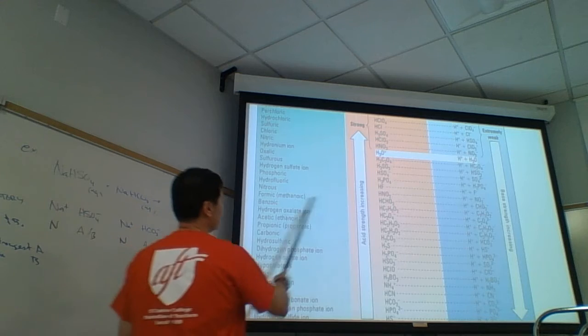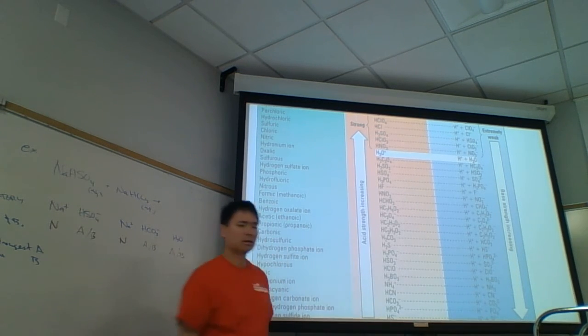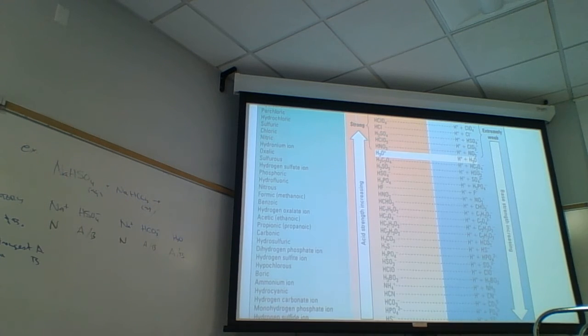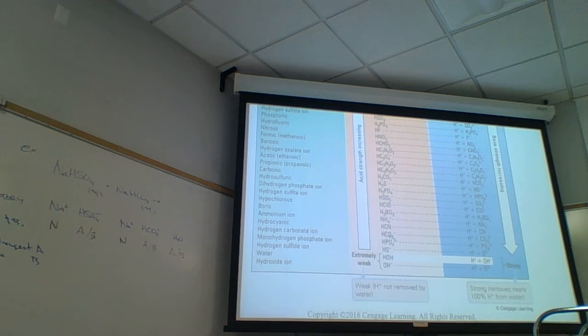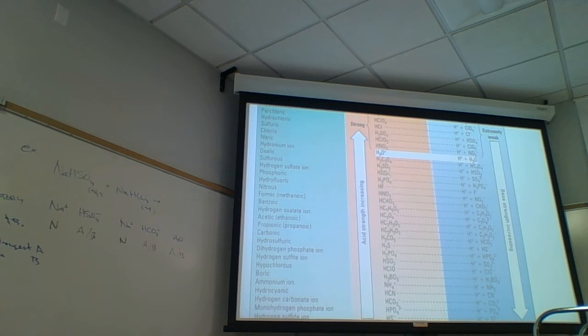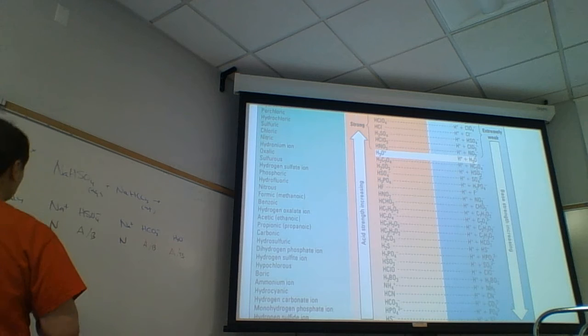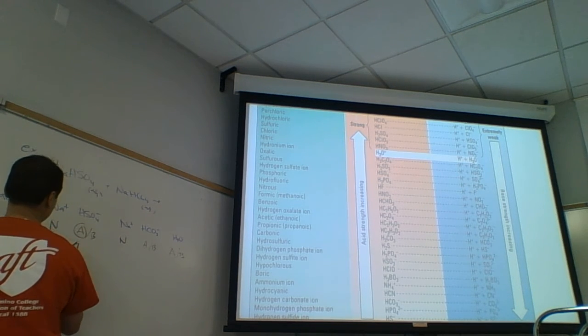So HSO4 minus is here. Where's HCO3 minus? Yeah, it's way down there. HCO3 minus is here. Where's H2O? Even farther down. So out of these 3, which one's the strongest? Well, HSO4 minus. So let me circle that one here. It's our strongest acid.